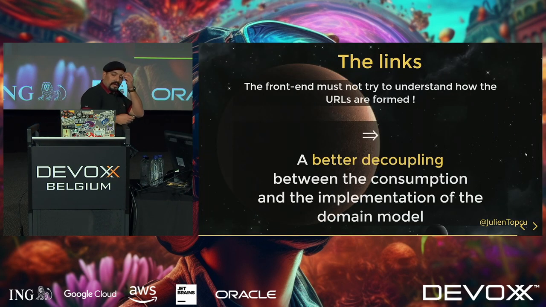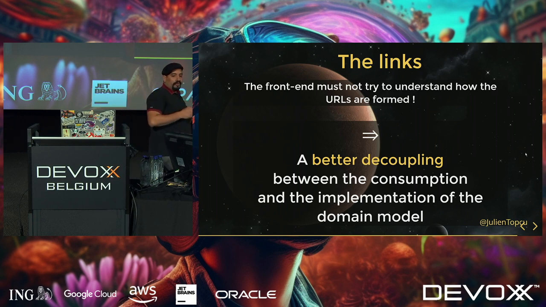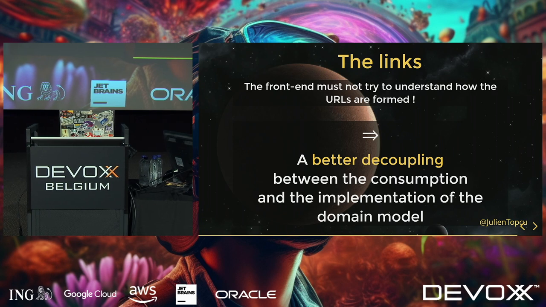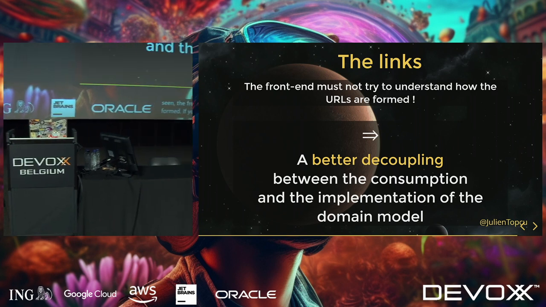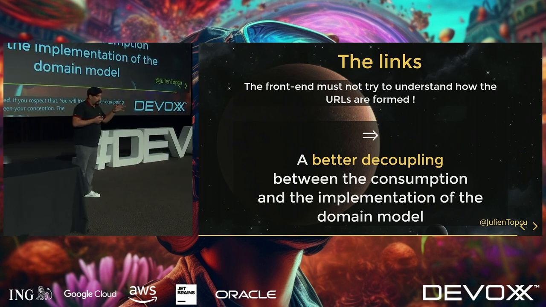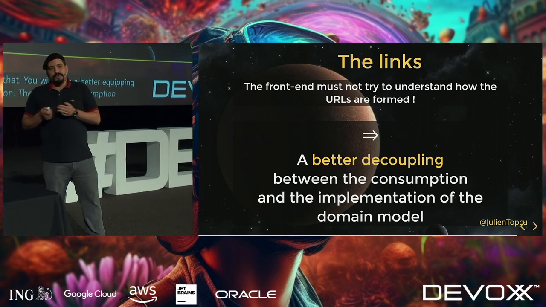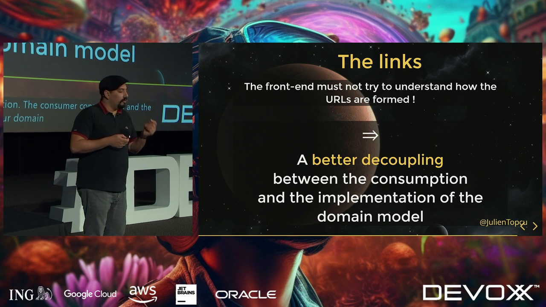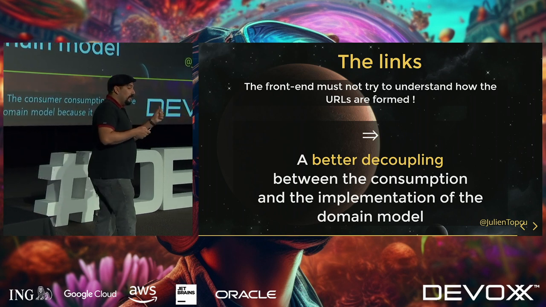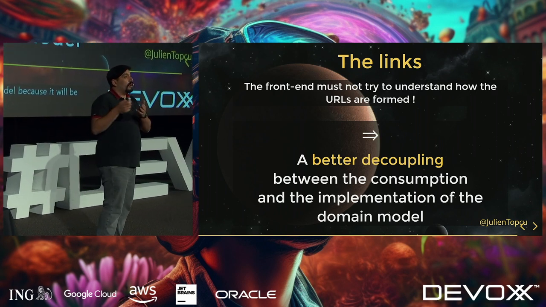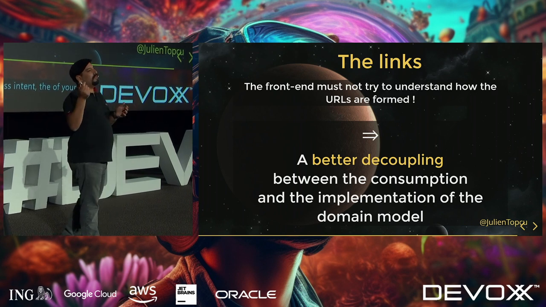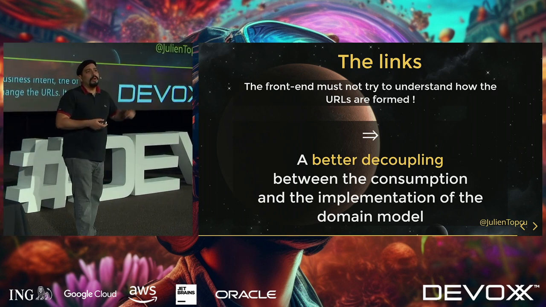The links. As you have seen, the frontend must not try to understand how the URLs are formed. If it respects that, you will have a better decoupling between the consumer's consumption and the implementation of your domain model. Because it will be coupled with the semantic, the business intent, instead of your implementation. Then you can change the URLs. It won't have any impact on the consumer.